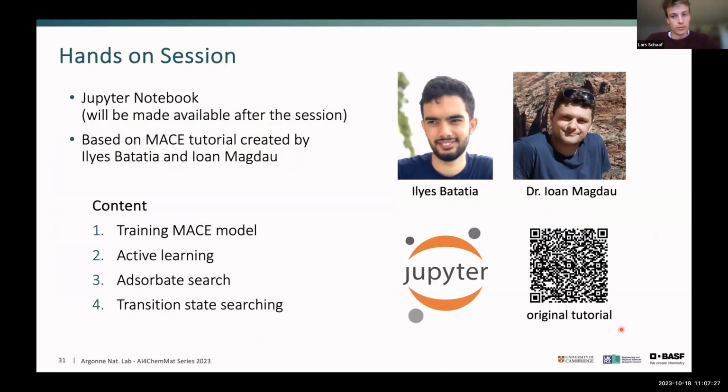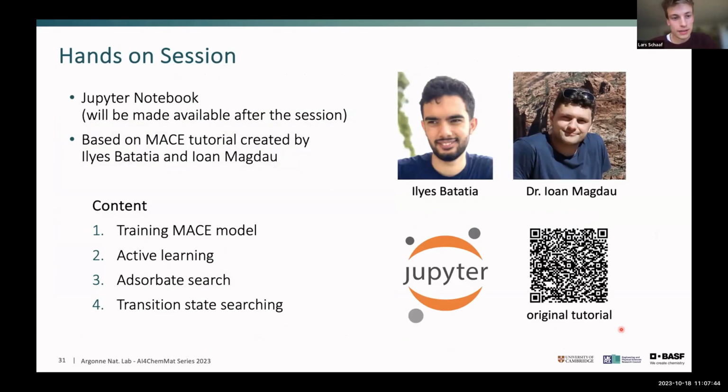And so with that, I think it's a good time to move on to the hands-on session where I will go through a Jupyter notebook that I will make available after the session, that shows in a hands-on way what I've been talking about just now.